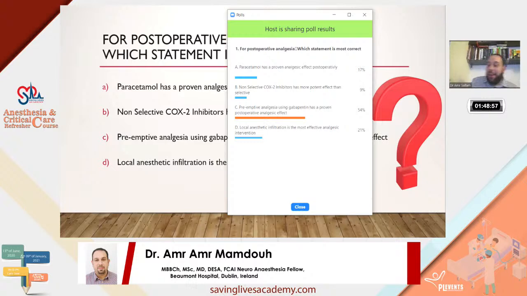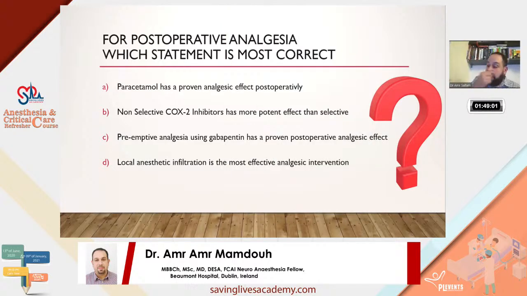Yes, we're getting a right answer now with the 50% still. I know it's a little bit conservative. It's a little bit difficult to answer, but paracetamol, till now, is one of the questions that I still have in my mind. I cannot answer. There are no studies. Studies try to prove its efficacy, and fail to prove it, while non-selective COX has less potent efficacy than the selective COX-2 one. Yes, and preemptive analgesia.